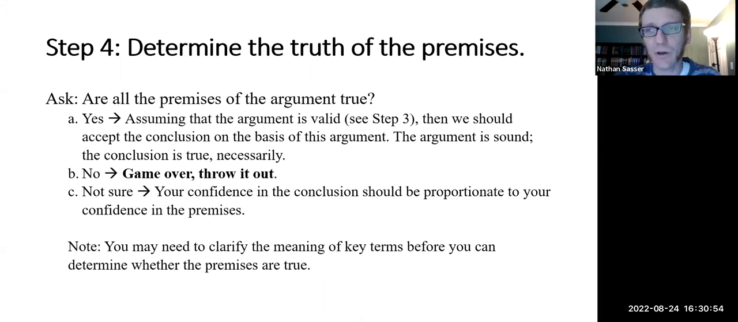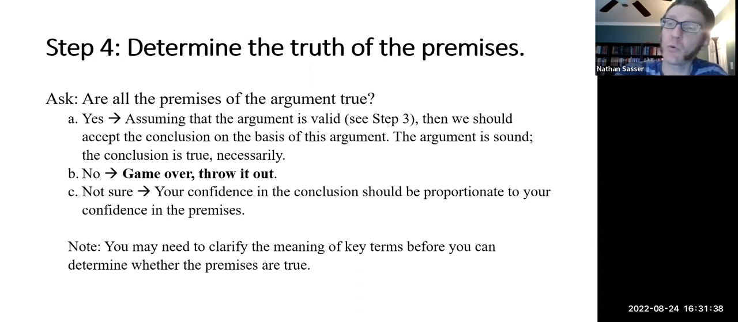A lot of times, however, you might not be sure whether one of the premises is true or whether it's false. You might think the evidence is kind of split here. Probably it is, or probably it's not, or it's 50-50. In that case, your confidence in the truth of the conclusion should be proportionate to your confidence in the premises. Your answer is going to be, well, this argument might be sound. It's probably sound because this premise is only probably true. Or it's probably not sound because this premise is probably not true. That's how you're going to frame it.